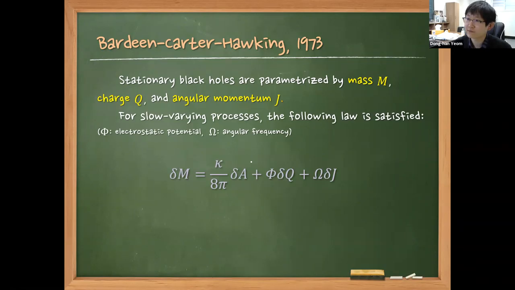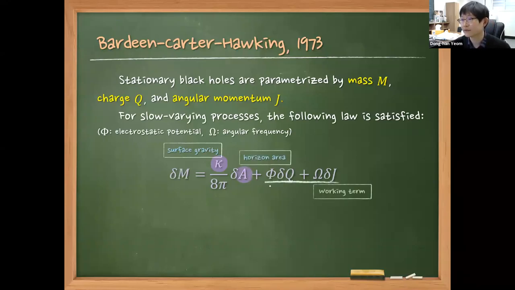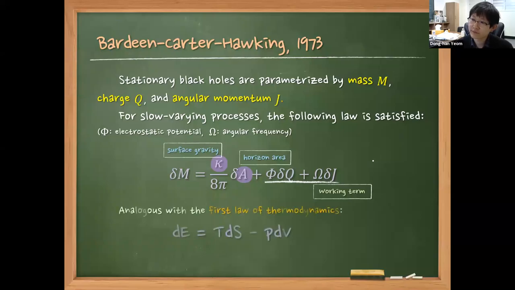As I mentioned, the important part is delta M equals kappa over 8 pi delta A. This is the thermodynamic term. Kappa is the surface gravity, A is the horizon area of the event horizon, and the other terms are just the work terms, coming from charge or angular momentum. This is very analogous to the first law of thermodynamics, dE equals TdS, where E is the internal energy, S is the entropy, and T is the temperature.